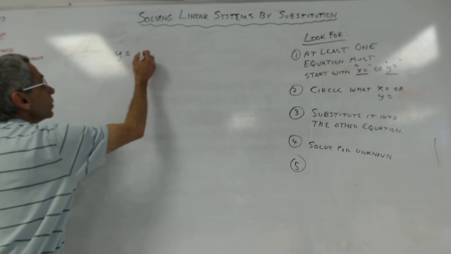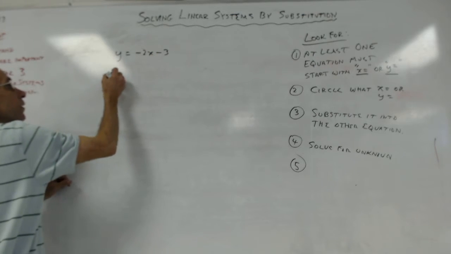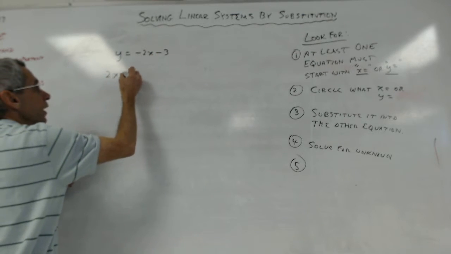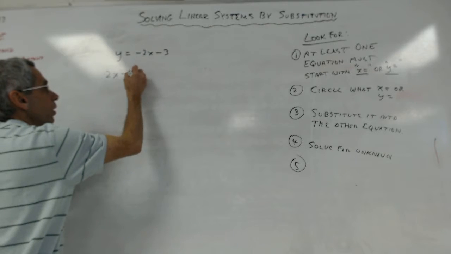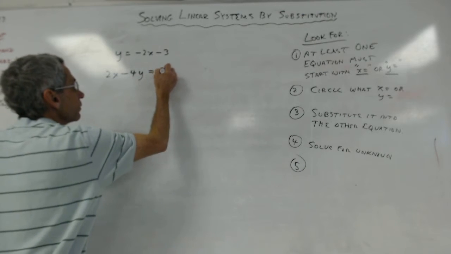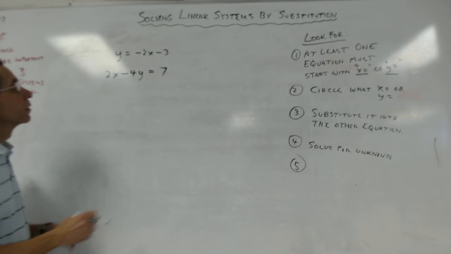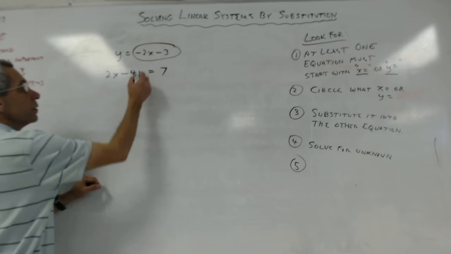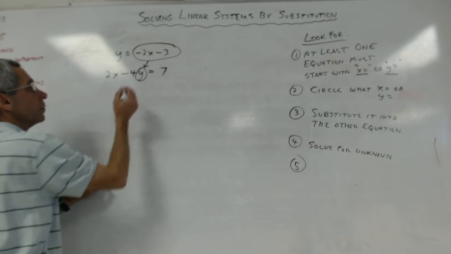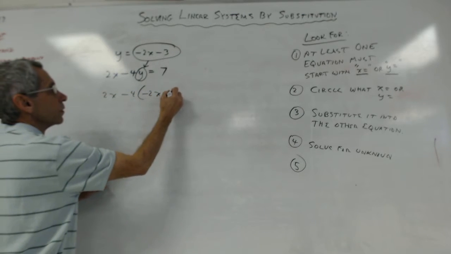Y equals negative 2x minus 3. And then I've got 2x minus 4y equals 7. All right, how would I do this? Somebody else. Erica, help me. Okay. You circle negative 2x minus 3, circle the y with the arrow, yep, and then you do 2x minus 4 parentheses, negative 2x minus 3 parentheses equals 7.